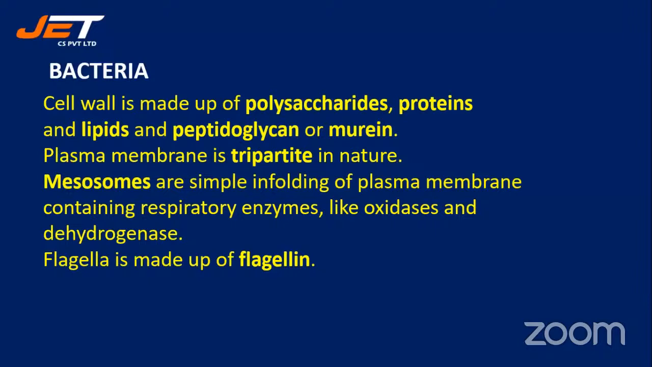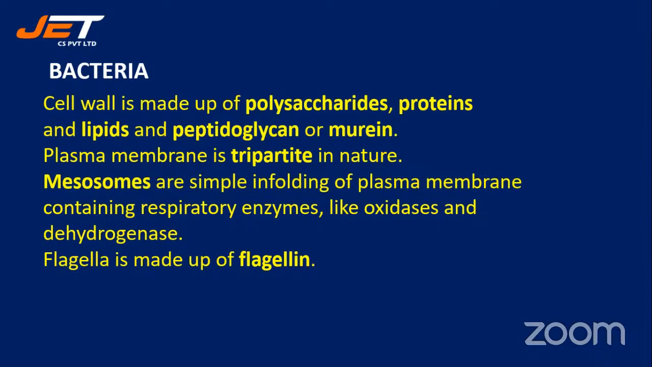So we also know that the cell wall is made up of polysaccharides, proteins, lipids, and peptidoglycan, murein. Murein and peptidoglycan, I told you, these are synonyms. Both are the same. And polysaccharides, proteins, and lipids are the other components we know. And the plasma membrane is tripartite. Tripartite means three-layered. And mesosomes, these are the respiring organs for the bacteria. So this is something we have learned.